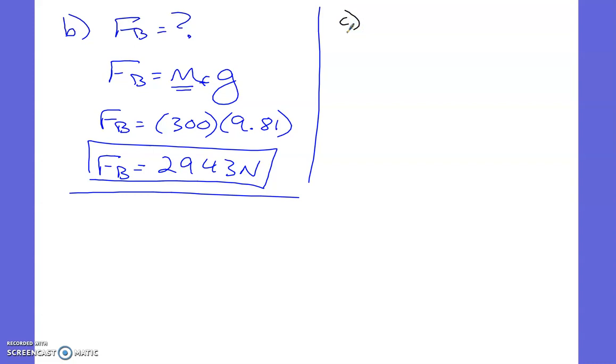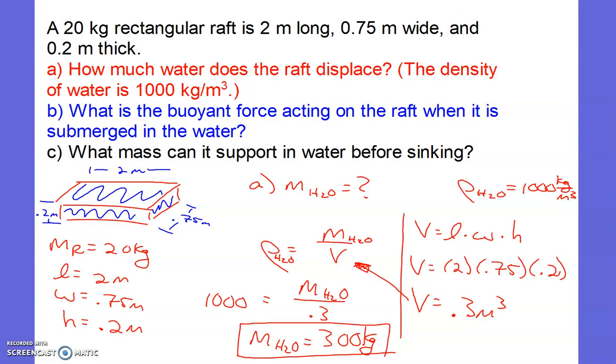In part C, we want to know how much mass we can place on top of the raft before it starts to completely sink to the bottom. And so in our free body diagram, it is floating, and so the upward buoyant force is going to balance out the gravitational force. But this is the gravitational force not just of the raft, but remember we're going to put an object on top of this raft. It is going to be the gravitational force of the mass on the raft as well as the raft itself.